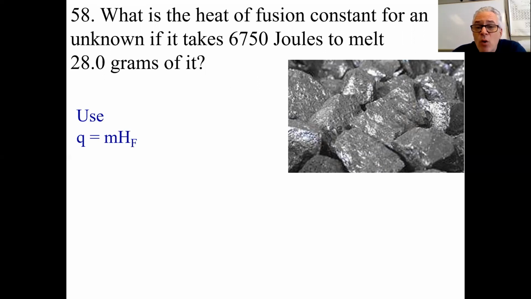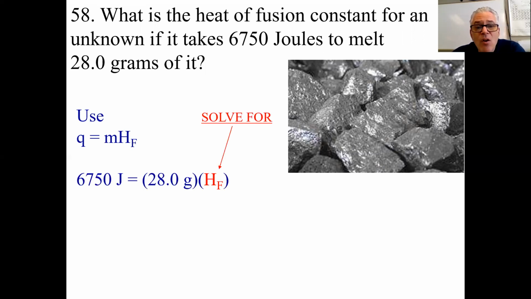We're going to look for the heat of fusion. In this case, we know the number of joules. That's Q. Q is equal to 6750 joules. Q is equal to the mass, 28 grams, times the unknown. So plug in this stuff. Look what it looks like. We're going to solve for the heat of fusion. We know the joules, we know the mass, we're going to solve for the heat of fusion.